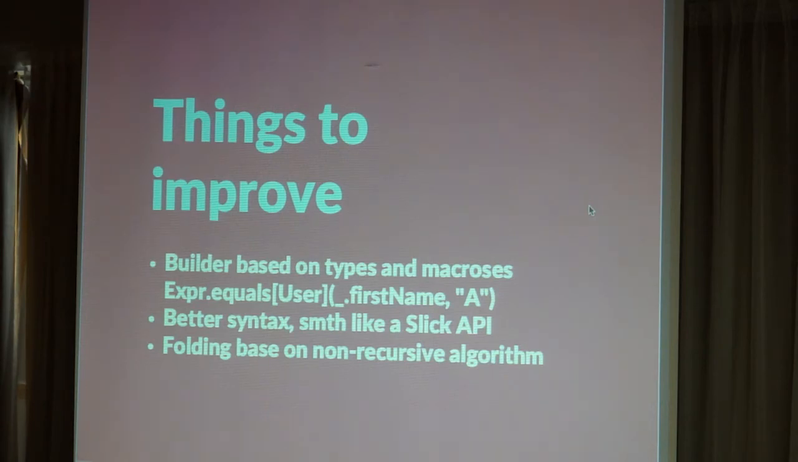You can also improve it a little bit more and add syntax like in the Slick API. If you ever used Slick, they have quite common syntax that looks like general operations in a programming language. And also, if you want to operate with really big trees, you can get rid of recursion. You can rewrite your folding based on traversing the tree in depth, and it will work if you have really big trees and you will not get a StackOverflow.